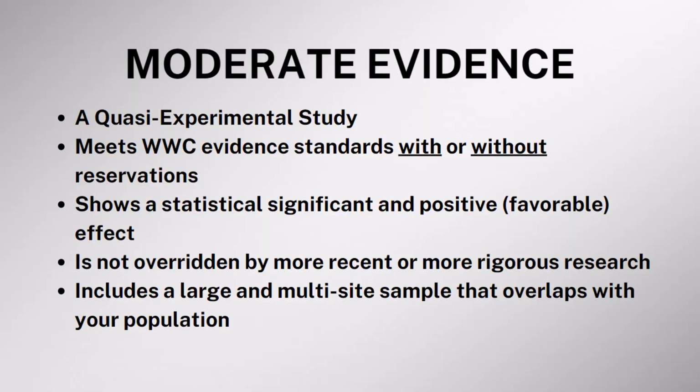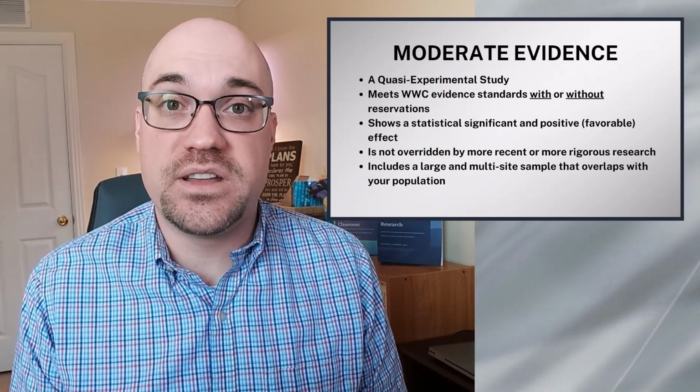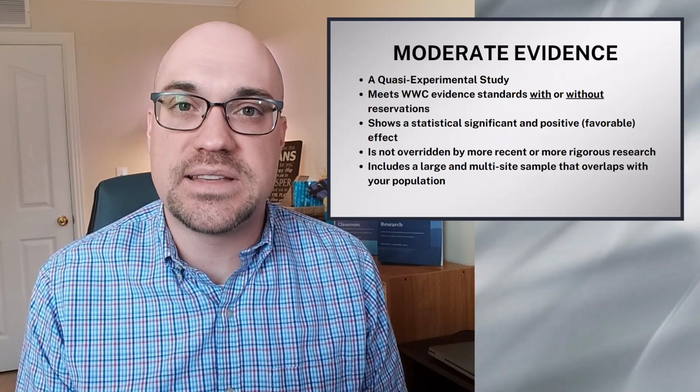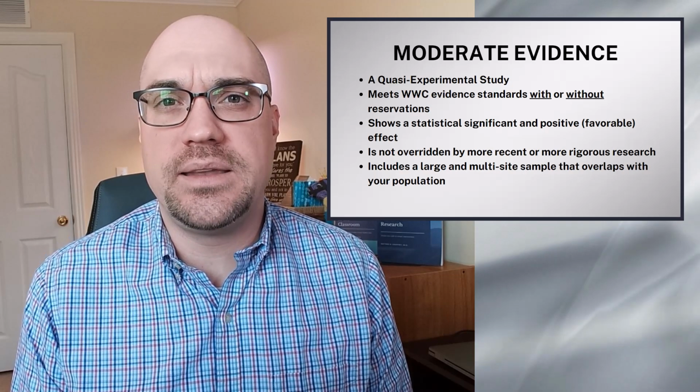Okay, back to our definition here. We see again that moderate evidence must show a statistically significant and positive or favorable effect on whatever our selected outcome is. We again see that it is not overridden by more or recent or more rigorous research, and we see that it includes a large and multi-site sample that overlaps with your population, kids like ours and schools like ours. I often get questions from evidence-informed educators about what the law means when it says a large and multi-site sample. So let's pause here and break that down a little bit.